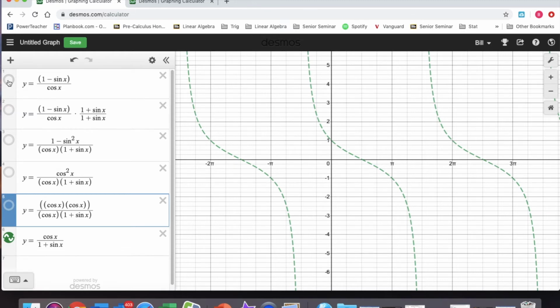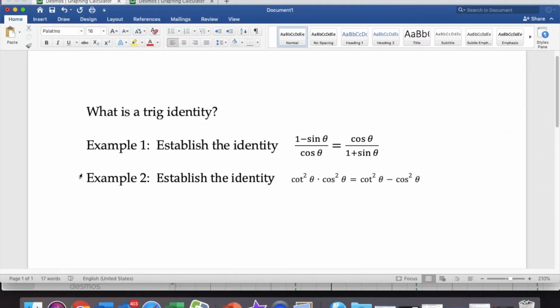Of course, when you're establishing identities, you're really relying on the algebra and not the graphs. But Desmos is helpful if you're ever unsure if an algebraic step that you did was correct or not. You can show it graphically, and the graph will confirm your intuition, or maybe point out some flaw in your thinking if it actually changes the expression, which would be a bad thing. All right, let's look at our second example.